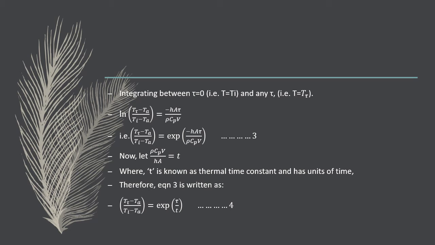Integrating between tau equals 0, that is T equals T initial, and tau, that is T equals T(tau), we obtain log of (T(tau) minus T infinity) by (Ti minus T infinity) equals minus hA tau by rho Cp V, that is (T(tau) minus T infinity) by (Ti minus T infinity) equals exponential of minus hA tau by rho Cp V. Now let rho Cp V by hA equal to tau, where tau is known as the thermal time constant and has the unit of time.